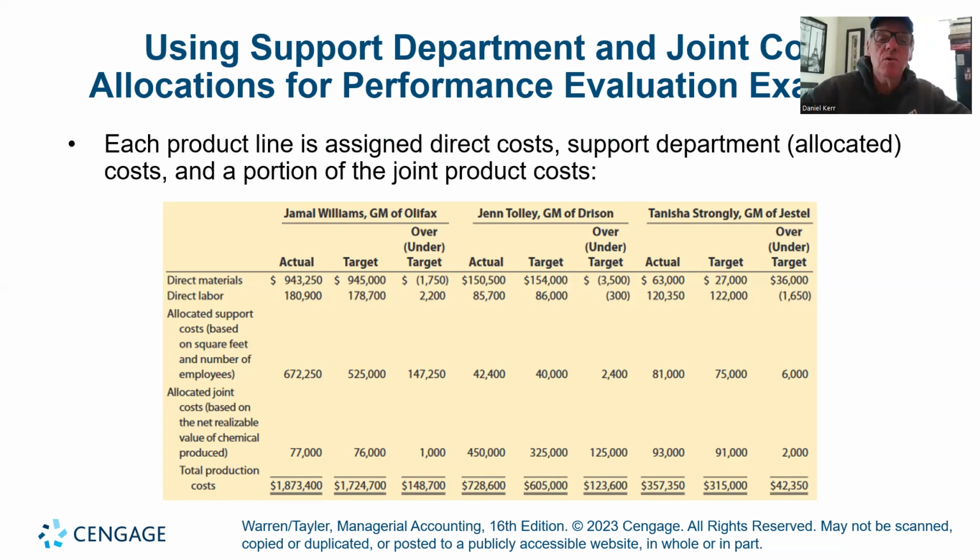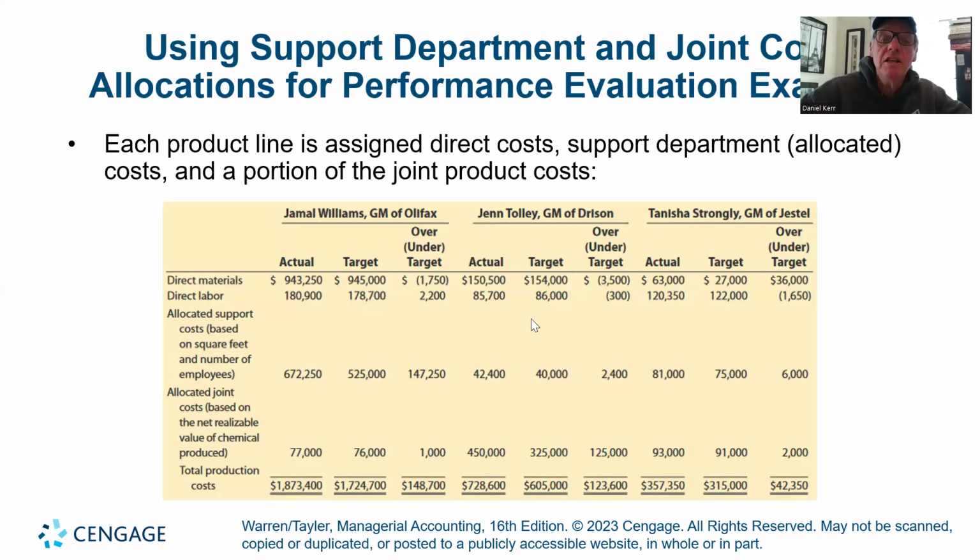Let's dig into this in a little more detail. You've got to ask yourself, what costs do these individual managers actually control? What they actually control, or have a direct influence on, is direct materials and direct labor. So if you just take the combined amount of direct materials and direct labor, and the parentheses mean that they're under budget, Jamal is a combined total of negative 1,750 and 2,200. So Jamal is actually over budget $450.